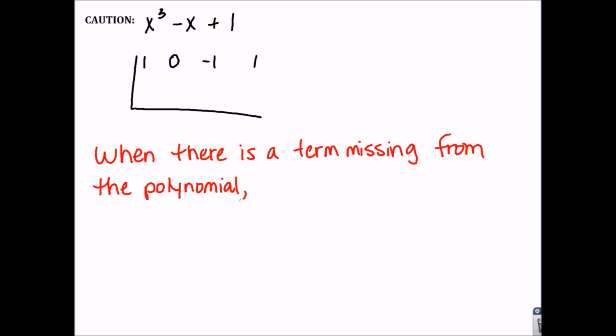So when there's a term missing from the polynomial, you have to put a 0 in the synthetic division.